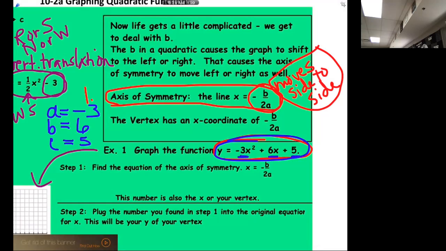So step one is we're going to find the axis of symmetry using this formula right here. We have our ABC, so x is equal to negative b over 2 times a. All right, so let's simplify this. That's negative 6 divided by negative 6, which happens to be 1. So x equals 1 is my axis of symmetry. That means that's the very center of my graph.